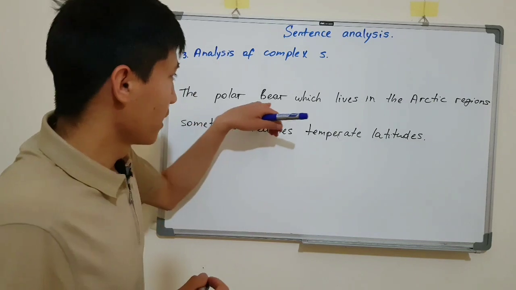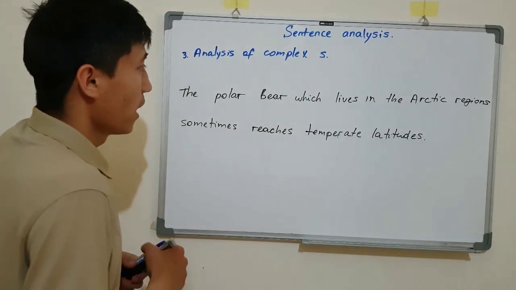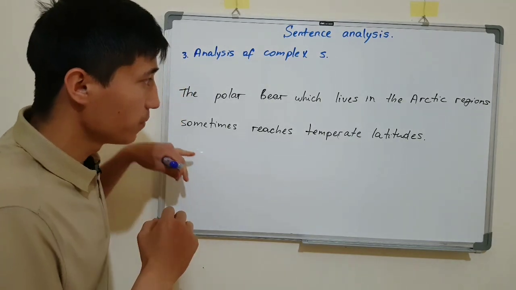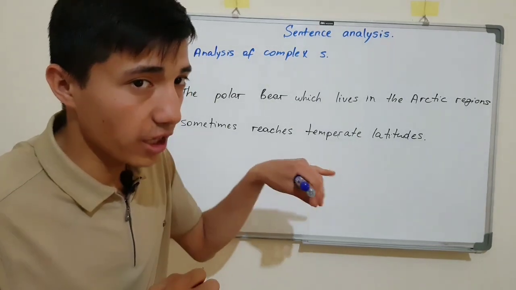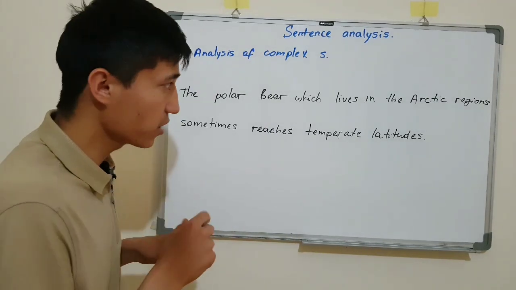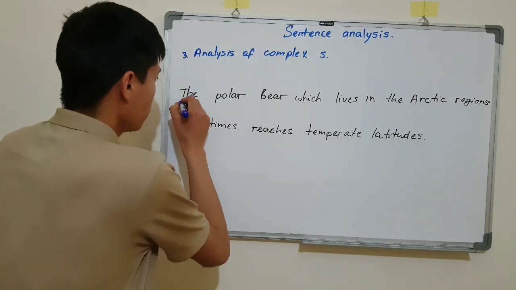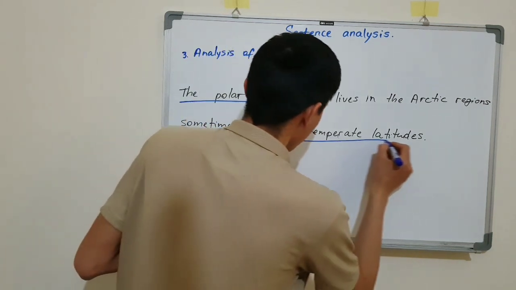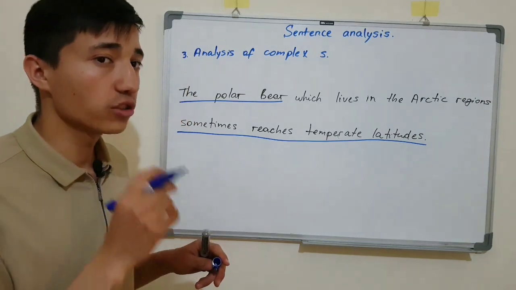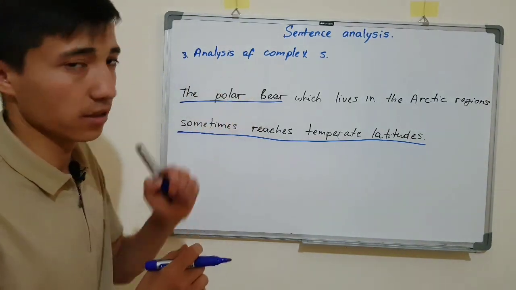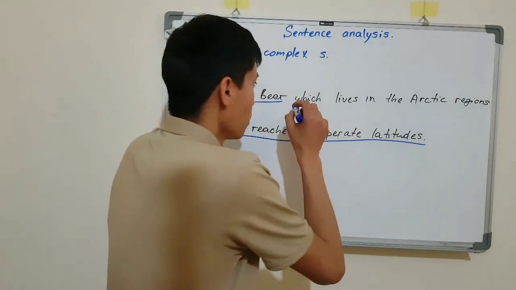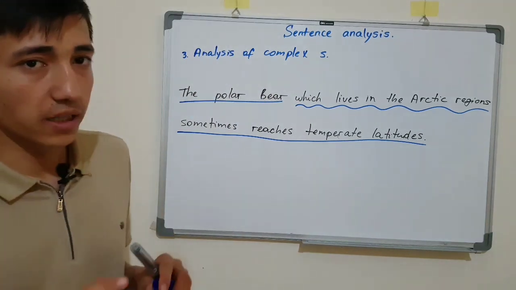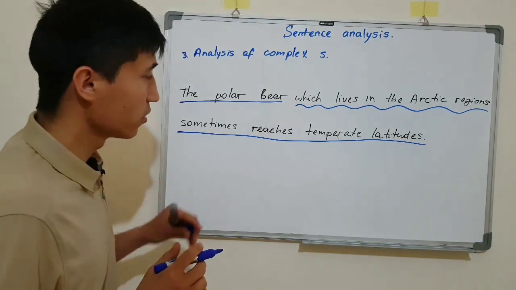Yes, it's an endangered animal. And first of all, we should identify the coordinate and subordinate parts of the complex sentence. The polar bear sometimes reaches temperate latitudes is the coordinate part of the complex sentence, but which lives in the Arctic regions is the subordinate part of the complex sentence.